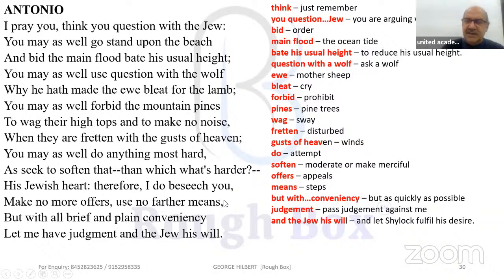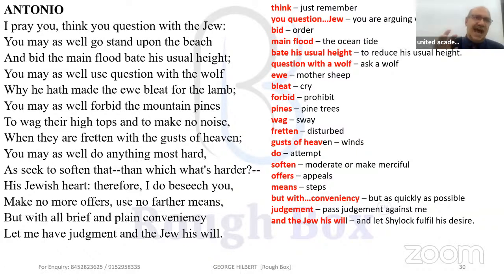Therefore, I do beseech you. Therefore, I am requesting you, make no further offers. I don't want you to appeal on my behalf to Shylock anymore. Use no further means. Stop all appeals, but with brief and plain conveniency. But as quickly as you can, as soon as possible, let me have judgment. Please pass an order against me and let the Jew have his will and grant Shylock his desire of having my pound of flesh.